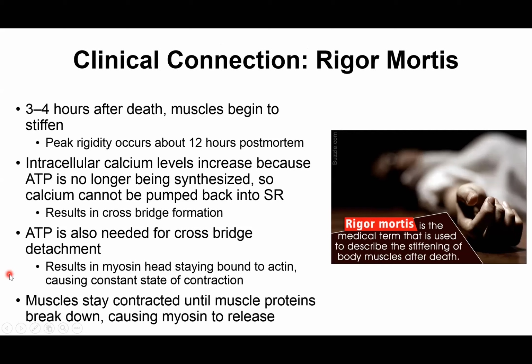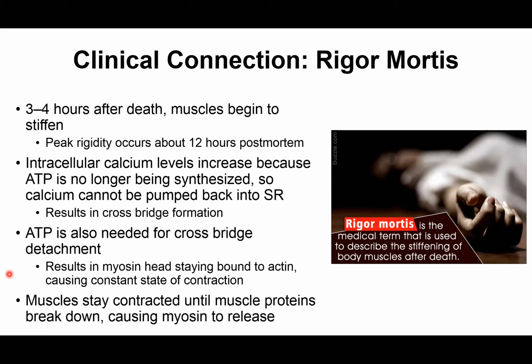So before I finish up part 2 here, I just want to make a clinical connection here to rigor mortis. Rigor mortis is the medical term that we use to describe the stiffening of body muscles that occurs after death. And it begins about 3 to 4 hours after death. And peak rigidity, so when the muscles become most rigid, is usually about 12 hours post-mortem.